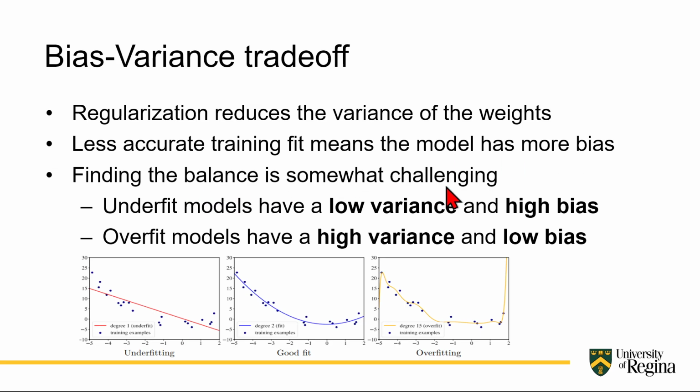So finding this balance is a little bit challenging, and sometimes they refer to underfit models as models with low variance and high bias. Low variance because the variance of the weights is low, and high bias because it's not fit enough. And overfit models have a high variance. You can see the variance of the weights here is quite high, and we have a low bias, because it's a perfect fit for the training data.